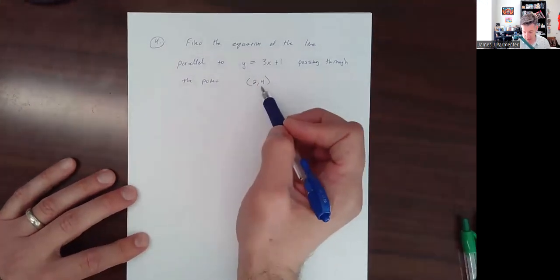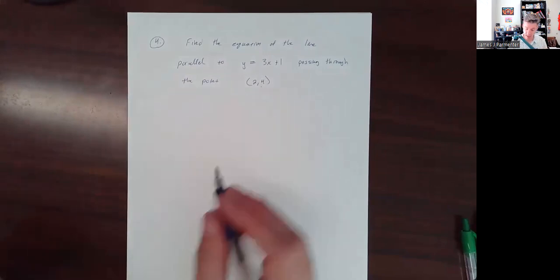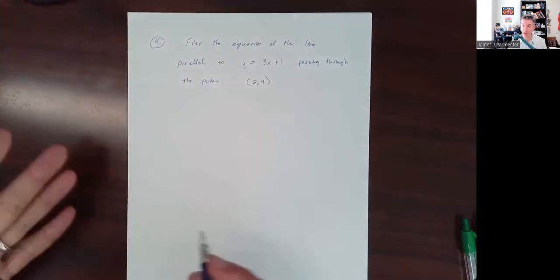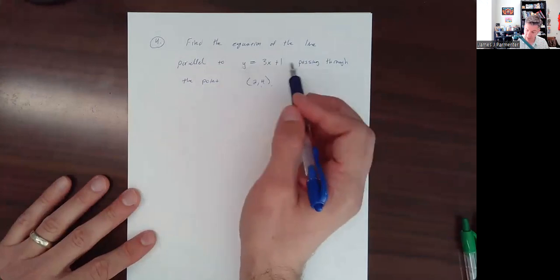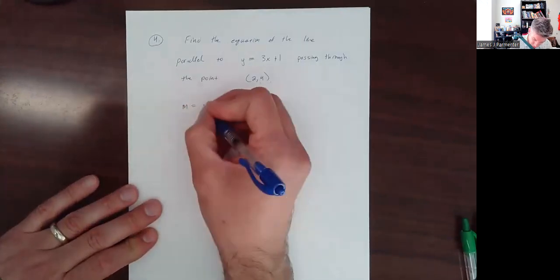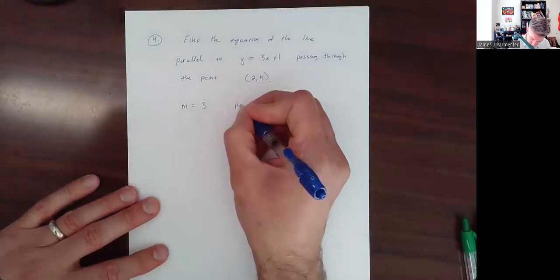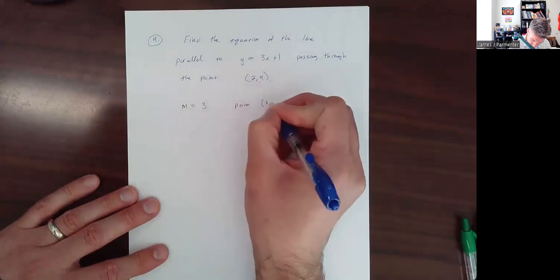The whole point of this is that to find the equation of the line, we have to know 2 pieces of information. We need a point, which we have, and we need a slope, which we can discern from this equation here. So our slope is going to be 3, because our line is parallel to that line. And our point is going to be (2, 4).